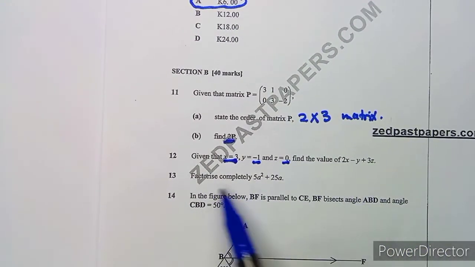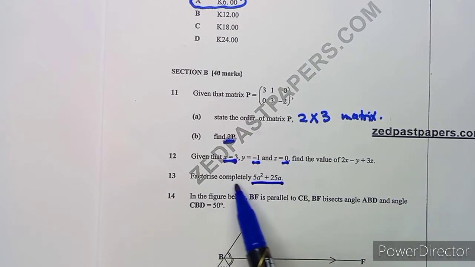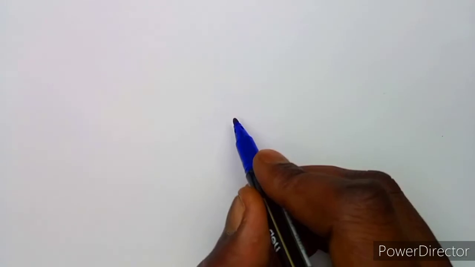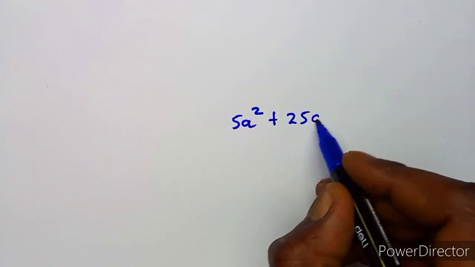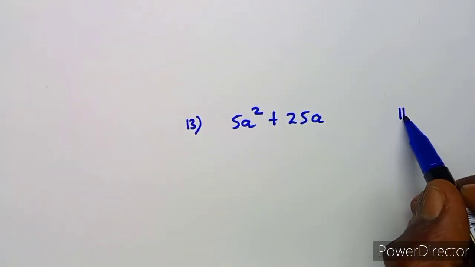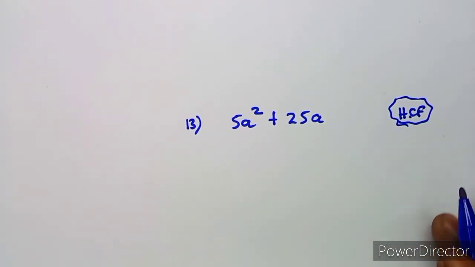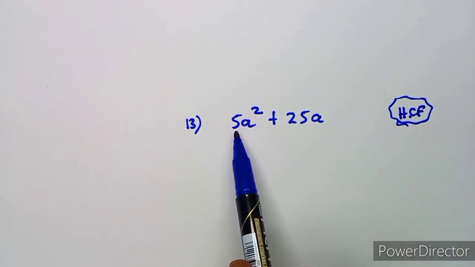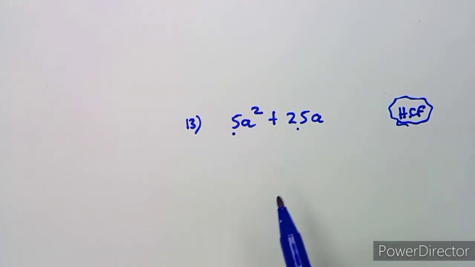Okay, then we have to factorize on number 13. Factorize completely this expression. To factorize completely means you are going to factorize until the last part, until you are not able to factorize again. So how do I do this? I simply have to find the highest common factor between the terms that I'm given. So what is the highest common factor of 5 and 25? The highest common factor there is 5.